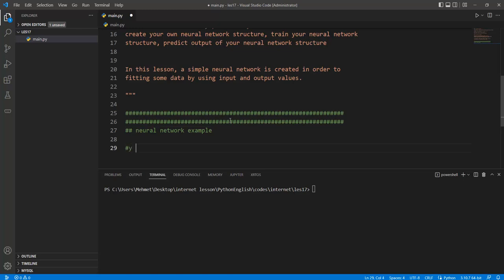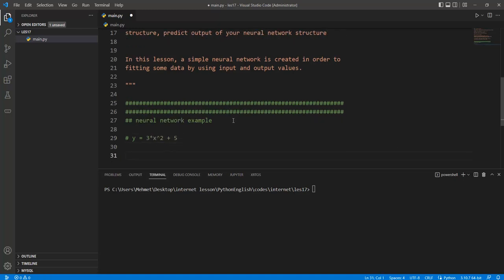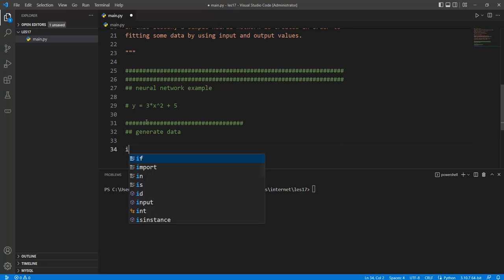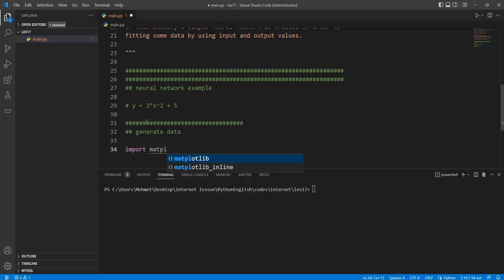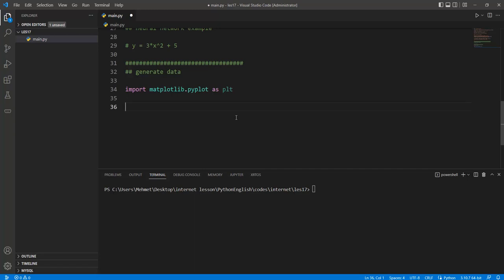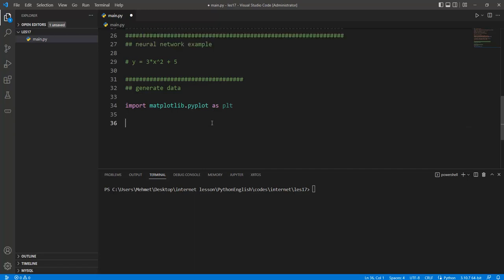For example, if we have an equation in here, like this one, y is equal to what? 3 times x squared plus 5. This is the equation related to our data in here. Firstly, we need to generate the numbers or data. Firstly, we need to add the import matplotlib.pyplot as plt in order to visualize the generated data in here.